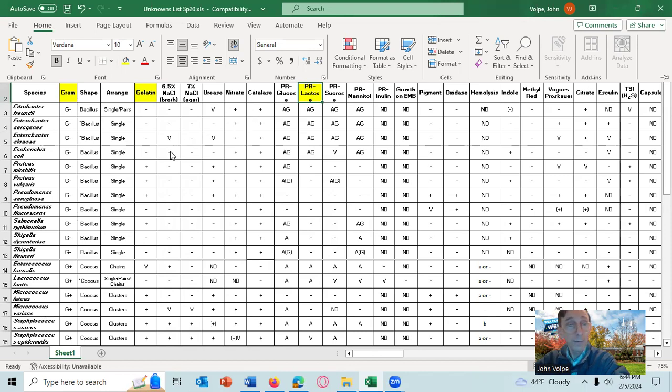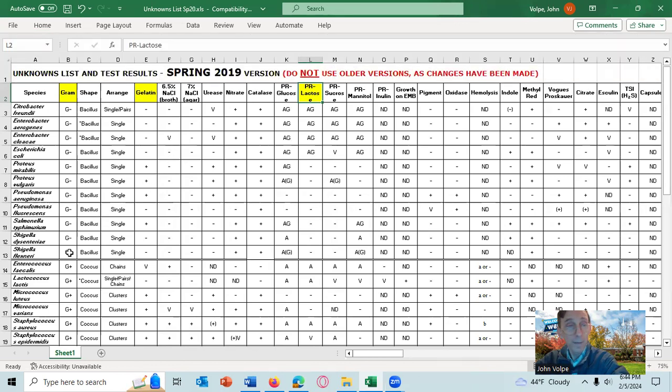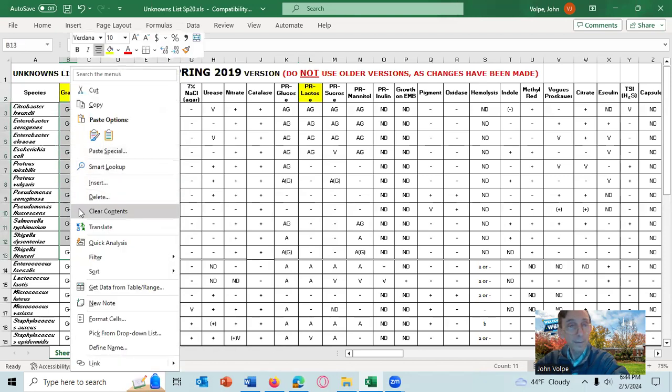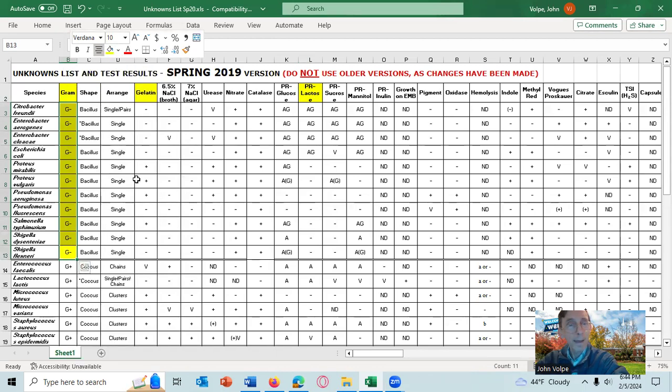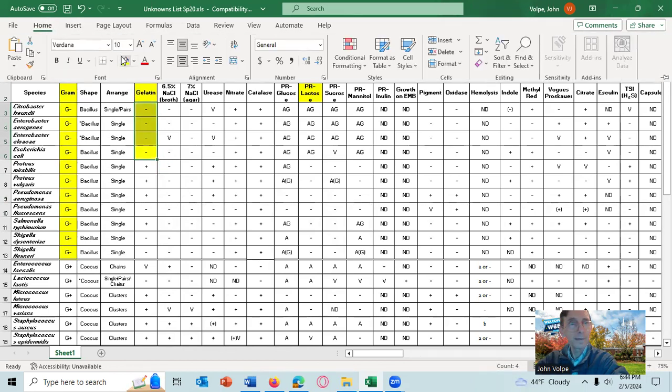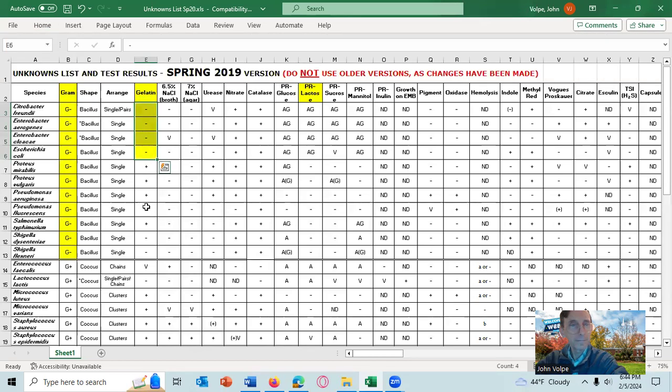And what you will do is you will figure out what you have. Like, let's say you have a gram negative cell. Maybe I can do it from here. Nope, I can't. And let's say it's gelatin negative. It keeps losing my highlighter. I really hate that.